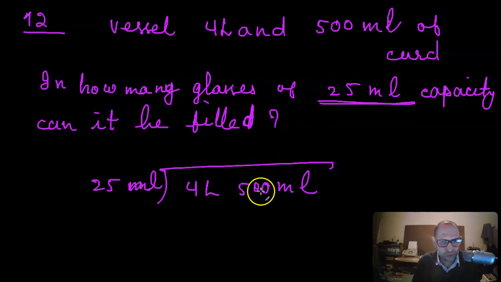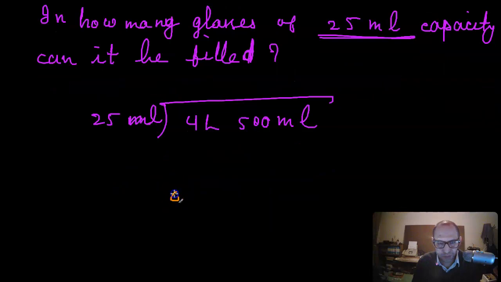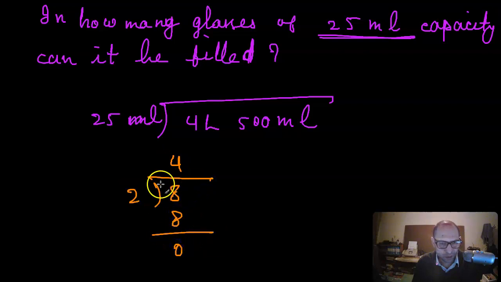But then the problem is with the dividend. For example, 8 divided by 2 is 4, because 4 times 2 is equal to 8, and then the remainder is 0. This number is called the dividend, this number is called the divisor, this number is called the quotient, and this number is called the remainder.